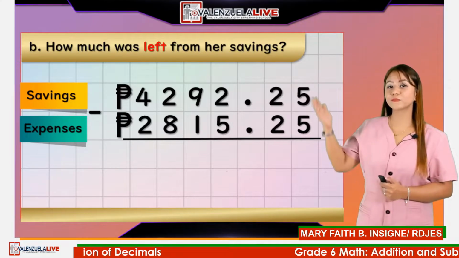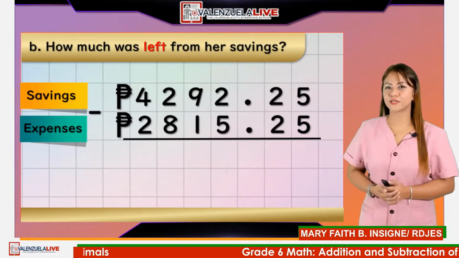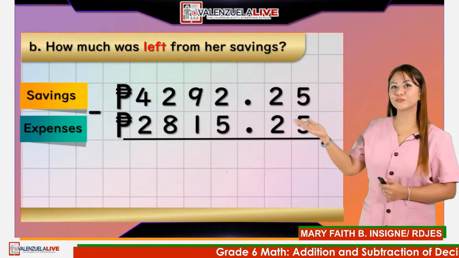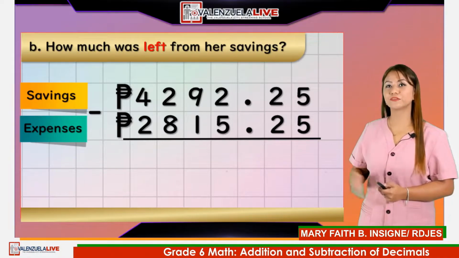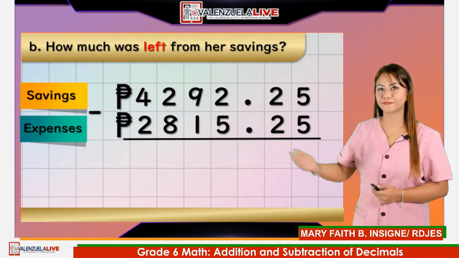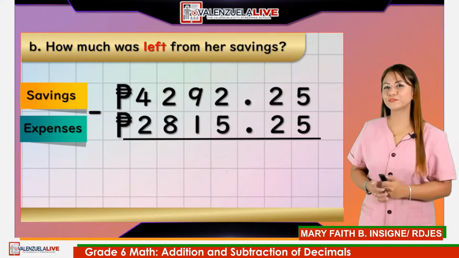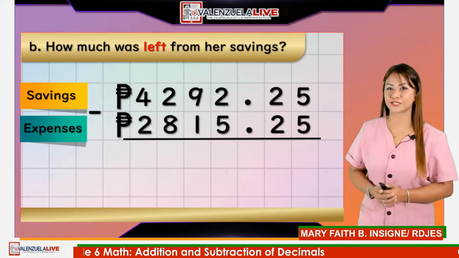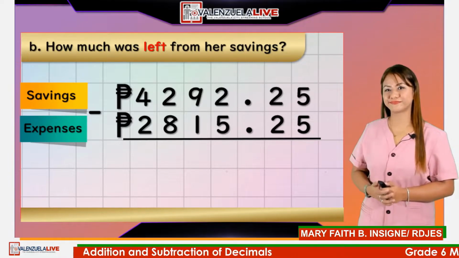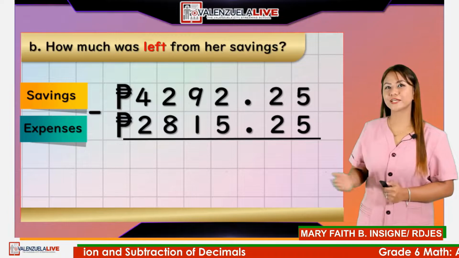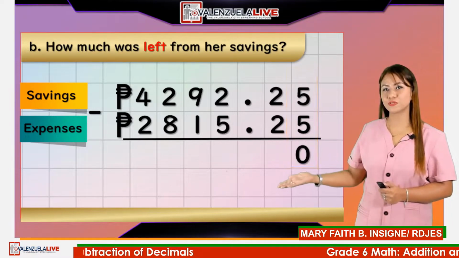Subtract the total amount of expenses from the total amount of savings. So we had 4,292 pesos and 25 centavos minus 2,815 pesos and 25 centavos. Now, subtract the given just like whole numbers. Let us subtract from right going to left. 5 minus 5 equals 0. 2 minus 2 equals 0.